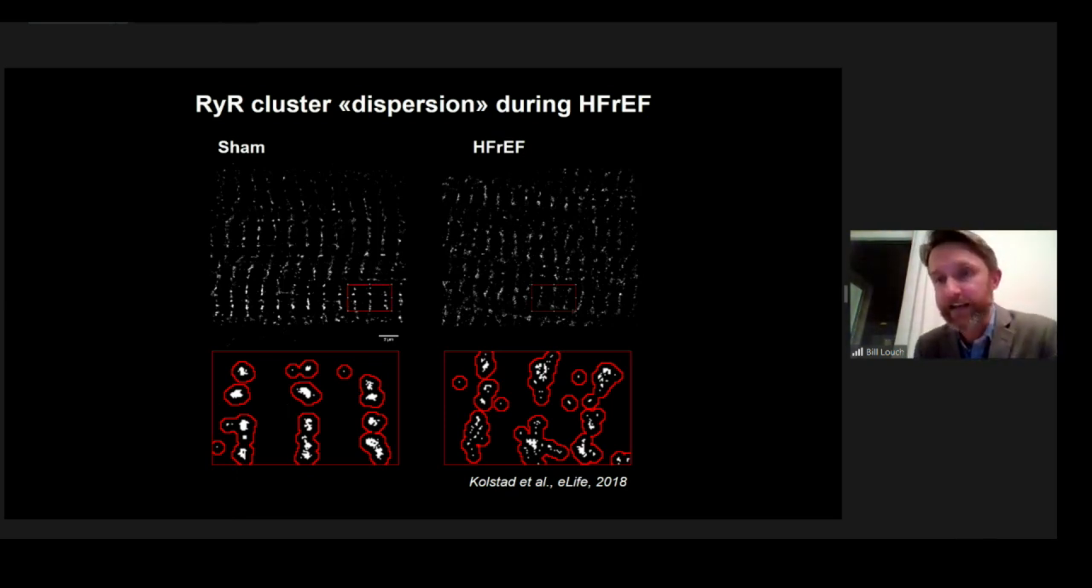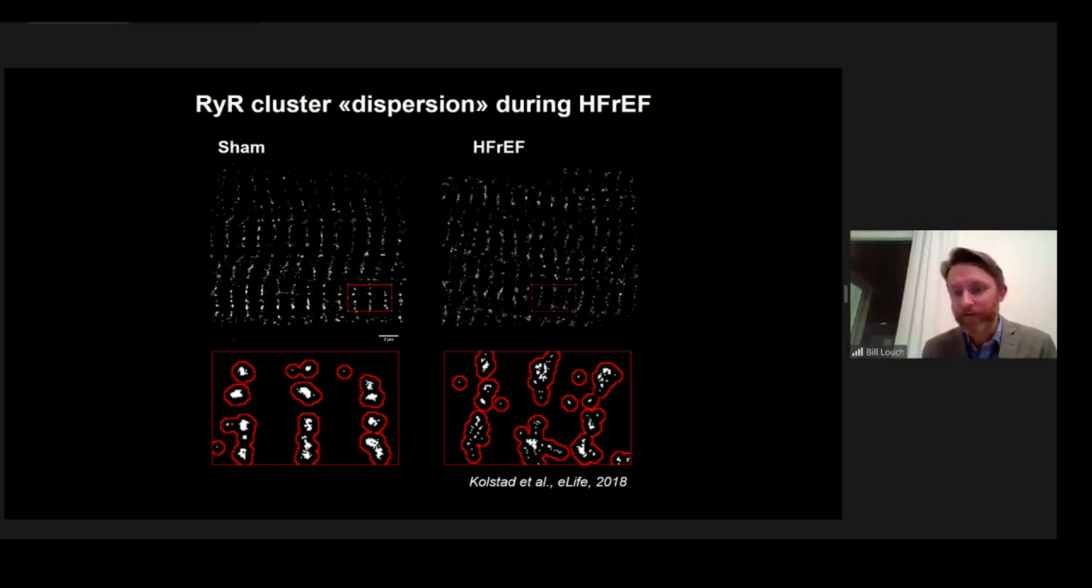Now, what we saw is that in HFrEF, there's a marked disruption of these structures. So instead of having very solid large clusters, you see that the clusters disperse. We call it a dispersion of RYRs. You get many small clusters, and they're nearby each other. And this gives you less efficient calcium release.